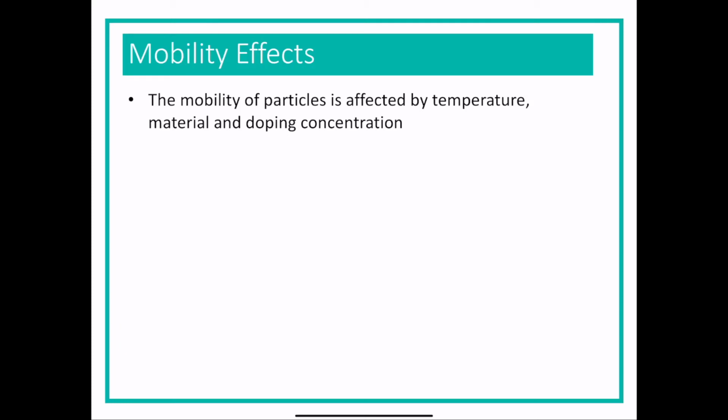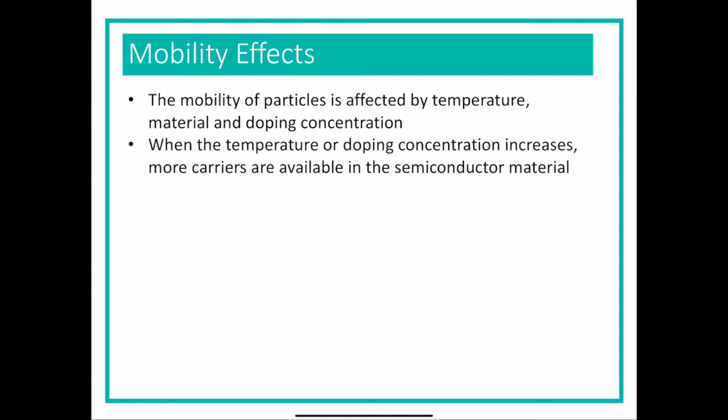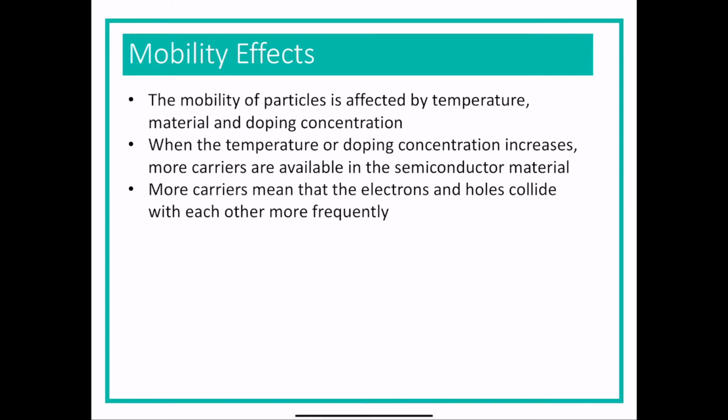All right, so mobility is affected by temperature, material, and doping concentration. When the temperature or doping concentration gets larger, there's more carriers available, and more carriers mean more collisions. Collisions slow things down. It reduces the mobility because the carrier can't move as much. It's just like when you're in a crowded room with a whole bunch of people, you can't move as much as you can in a room with not so many people.